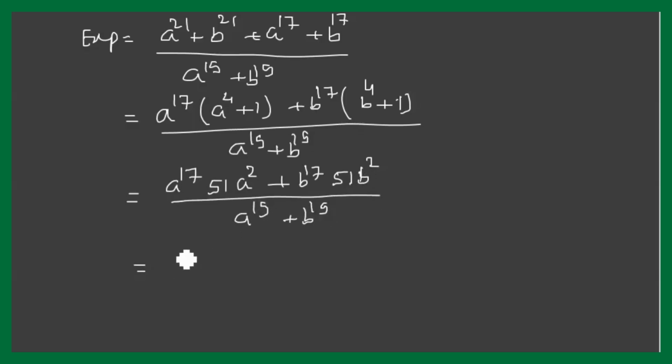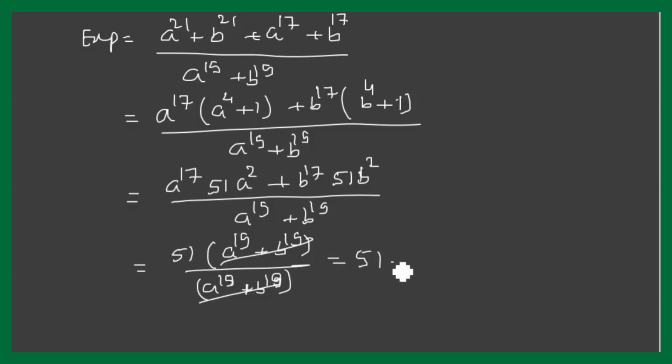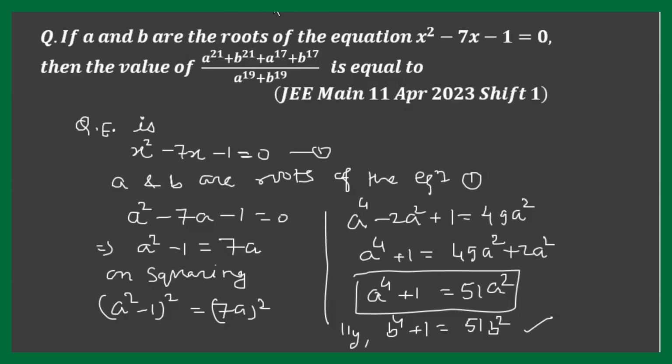So we can take 51 common here. a to the power 17 into a to the power 2, the powers will be added, so a to the power 19, and b to the power 19, divided by a to the power 19 plus b to the power 19. So a to the power 19 plus b to the power 19 get cancelled, and we get the result as 51. So the answer for this question is 51.